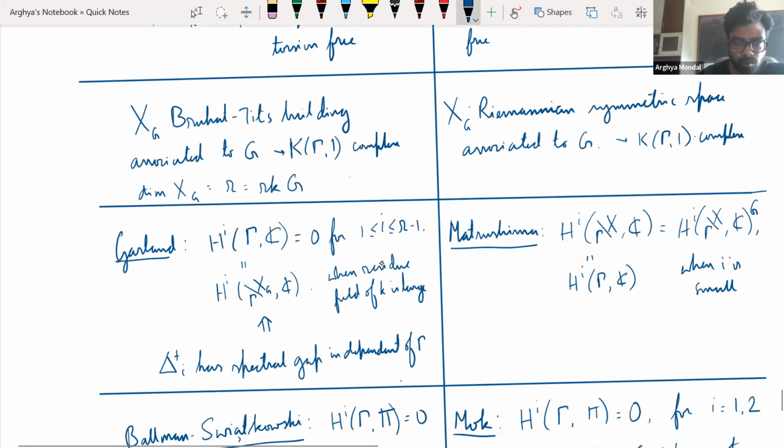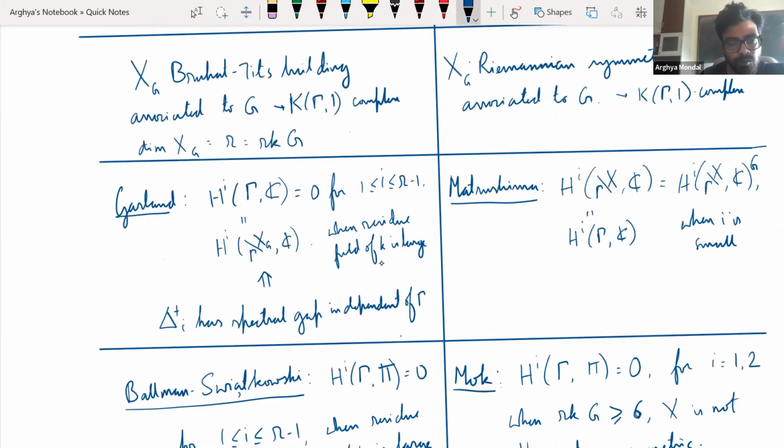And to do that, he in fact proved that the upper Laplacian has a spectral gap which is independent of the gamma which you take. So in particular, it implies that if you look at X_t and you look at a bunch of lattices, then these things will be higher expanders, higher spectral expanders.